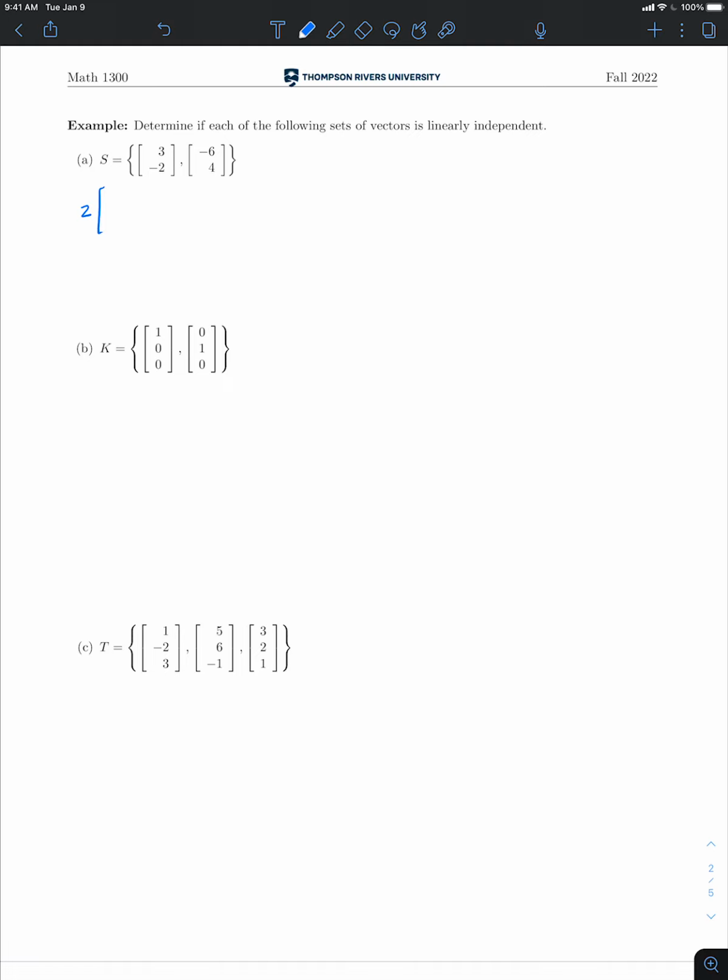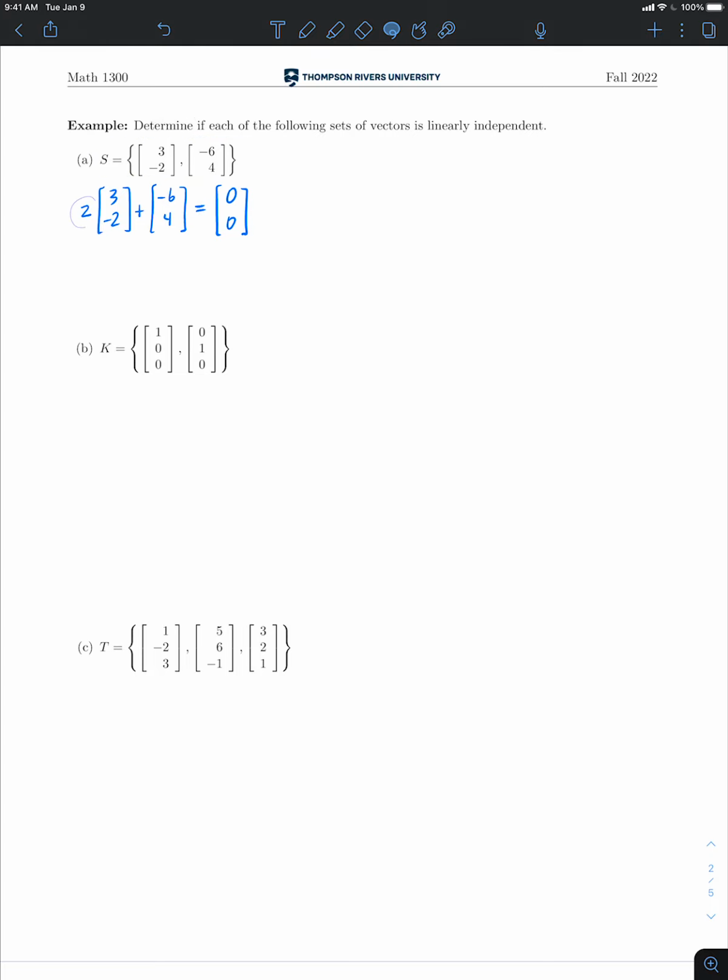If I take 2 times the first vector, and I add that to 1 times the second vector, well, that'll do it, right? Because what ends up happening is you end up getting the zero vector. And you could check, right? The first coordinate, 2 times 3 will be 6, minus 6 will be 0. Then you have 2 times -2, that's -4, plus 4 will give you 0. So here you have the zero vector written as a linear combination of the two vectors in the set S.